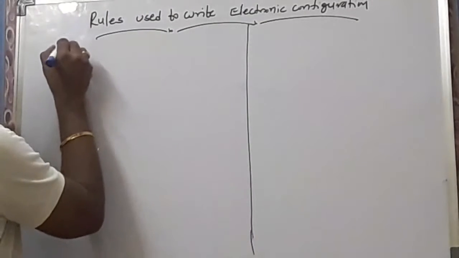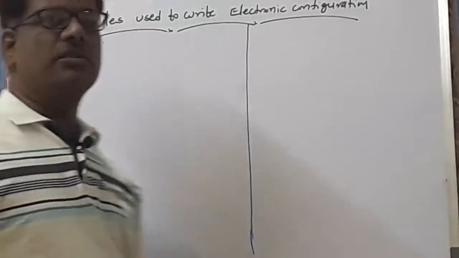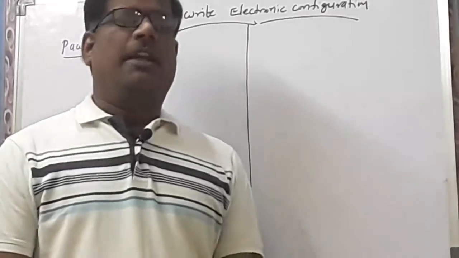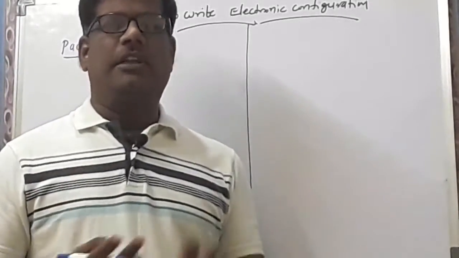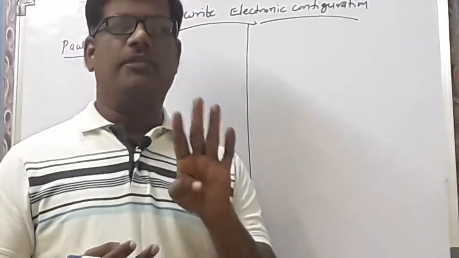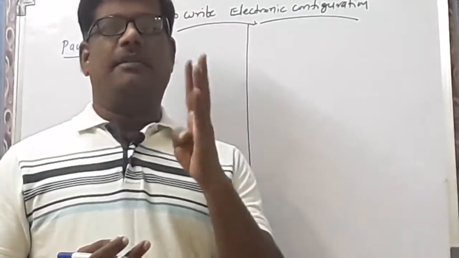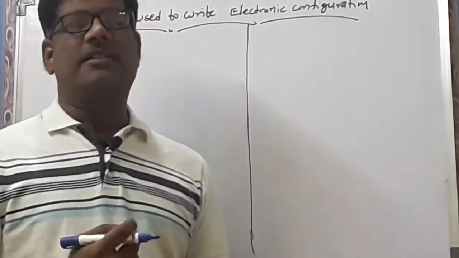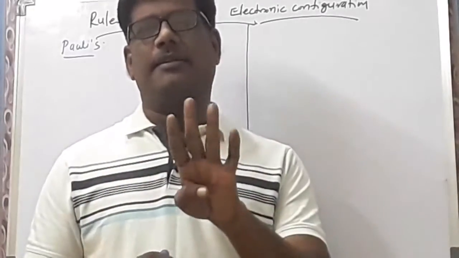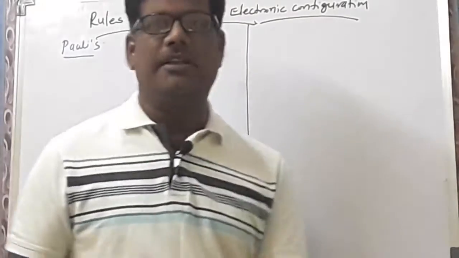Let us take Pauli's Exclusion Principle. What does the Pauli's Exclusion Principle say? It says that in an atom, any two electrons you take will not have the 4 quantum numbers same. In the earlier classes we discussed the 4 quantum numbers, namely principal quantum number, azimuthal quantum number, magnetic quantum number and the spin quantum number. Any 2 electrons in an atom will not have the 4 quantum numbers same. They may have the 3 quantum numbers same, but at least they differ in 1 quantum number.